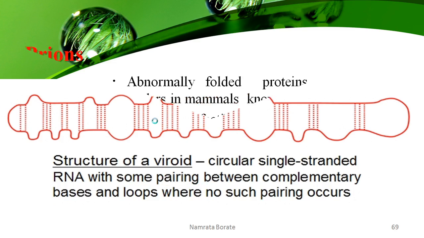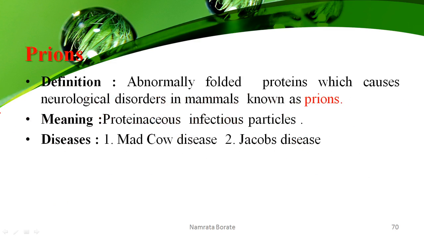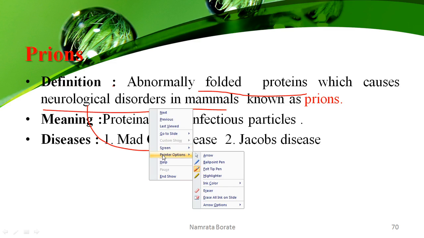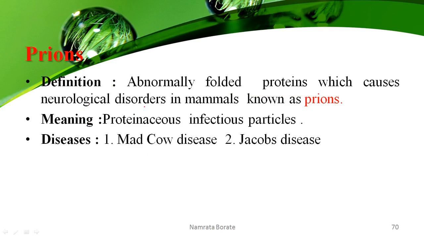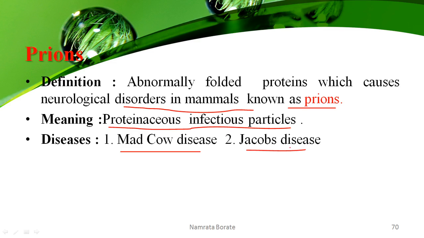The next phenomenon we see is prions. So what are prions? Abnormally folded proteins which cause neurological disorders in mammals are known as prions. That is, proteinaceous infectious particles. They cause diseases like mad cow disease and the second one is Creutzfeldt-Jakob disease.